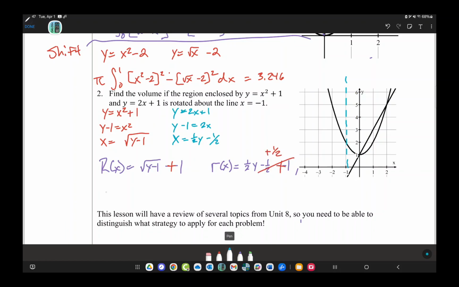So pi times the integral from, not 0, because this is in terms of y, from 1 to 5 of the square root of y minus 1 plus 1, squared, minus 1/2 y plus 1/2, squared, dy.